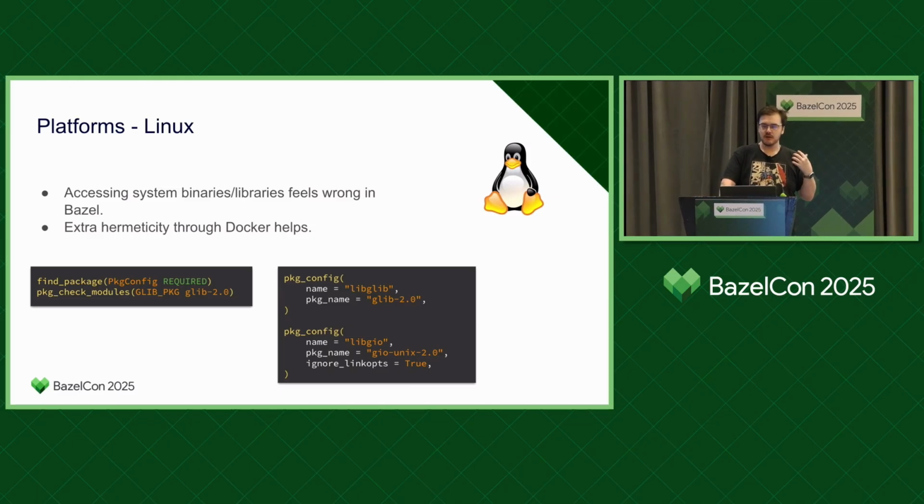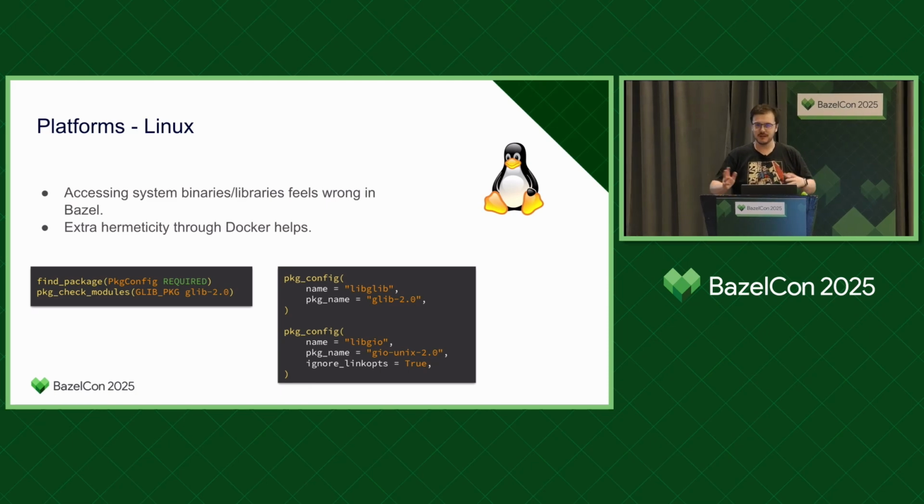pkg-config and then ask the Linux system where this particular library is, what linker flags it needs and things like that. We replicated that with repository rules, and it felt wrong because obviously you're asking in a repository rule, where is this thing, and I'm going to then symlink it into the Bazel ecosystem. But it did work, and we ummed and ahed about it a lot.